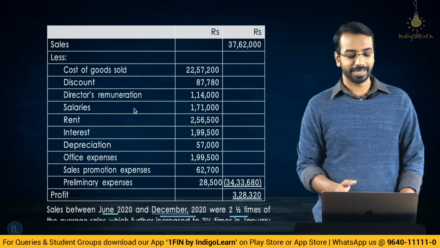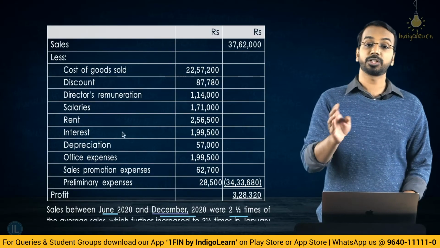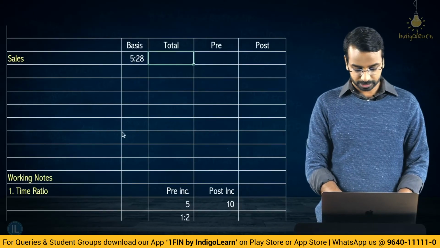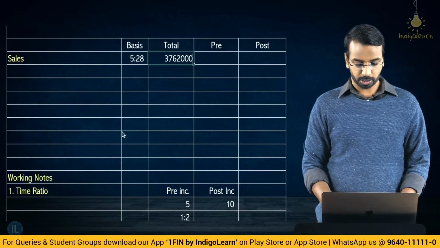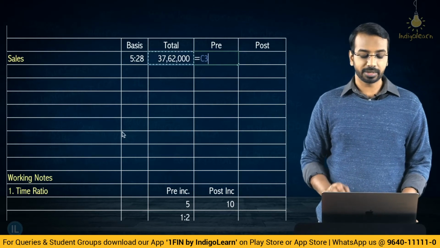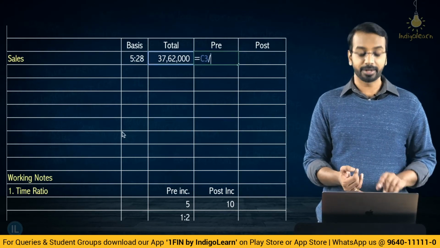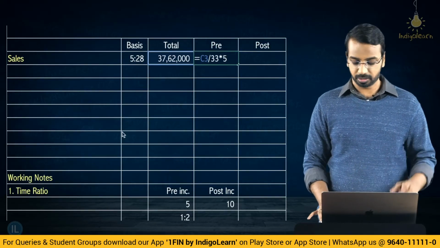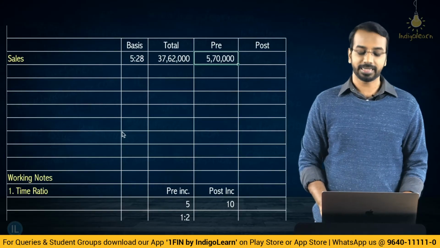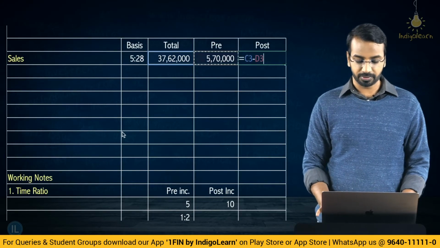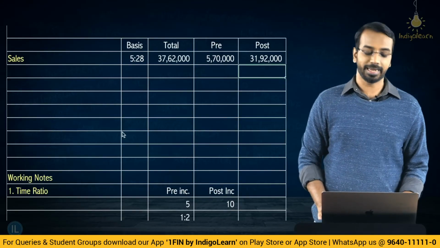37,62,000. Now, friends, we can start directly from the gross profit, but because information of sales is also given, start from sales. 37,62,000 is the sales. How much will be pre? 37,62,000 divided by 33 multiplied by 5. You can do it on the calculator alongside, which gives you 5,70,000. And what will be the post? 3762 minus 570, post will be 3192.